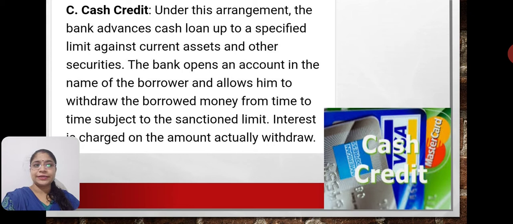Next comes cash credit. Under this arrangement, everyone knows that a bank gives a credit card, debit card and all these things. So cash credit means cash loan. You have a card which you can swipe, but there is a limit on this card. So this is a cash loan up to a specific limit. You hold plastic money, that also has a limit. So current assets and other securities are there. The bank opens an account in the name of the borrower and allows him to withdraw the money from time to time, subject to limits, like in a month you can withdraw this particular limit, in a year you have another. So a sanction limit is there, and interest is charged on the actual amount which is withdrawn by your card.